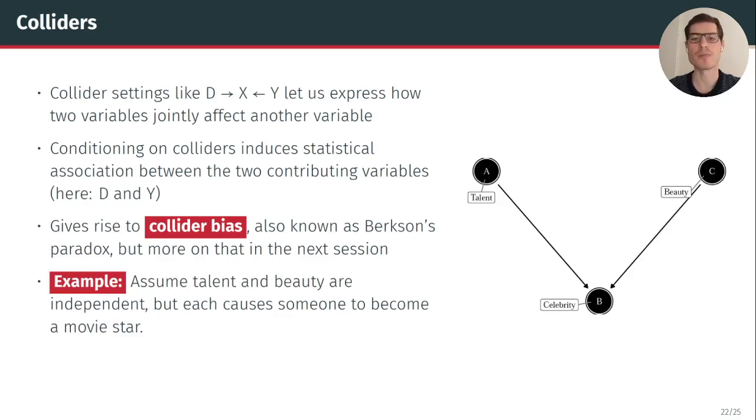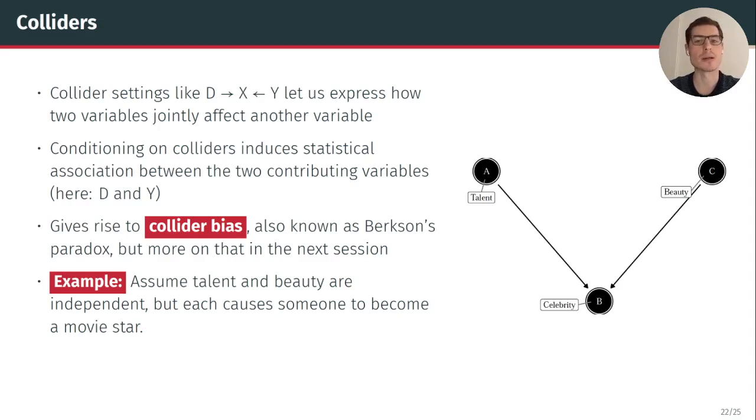So here's an example. Assume that talent and beauty are independent in the population. So there are talented people, there are beautiful people, some people who have both, some people who have none. But each of them causes someone to become a movie star, at least in the extreme, right? So you can be extremely talented, but not particularly beautiful, and still turn into a celebrity. Or you can become a celebrity by just being beautiful, but you lack the talent.